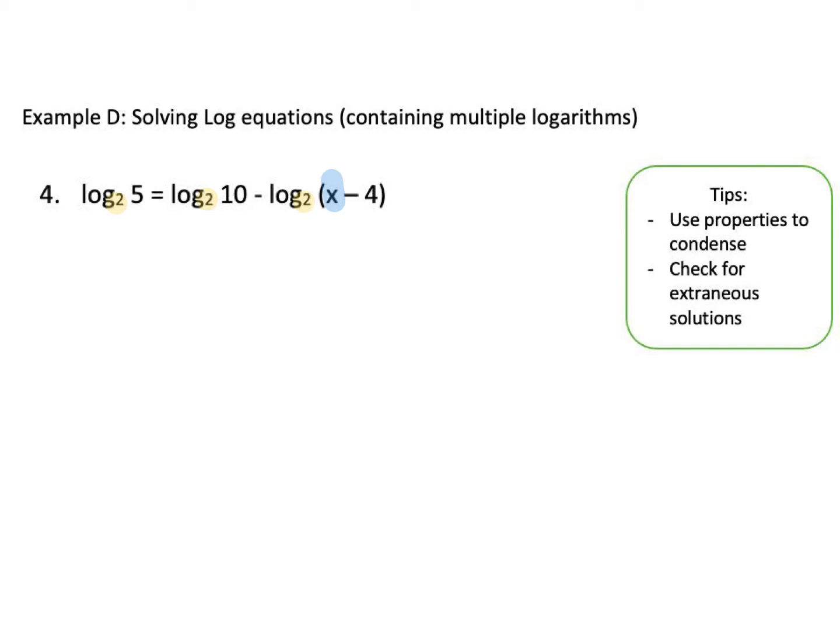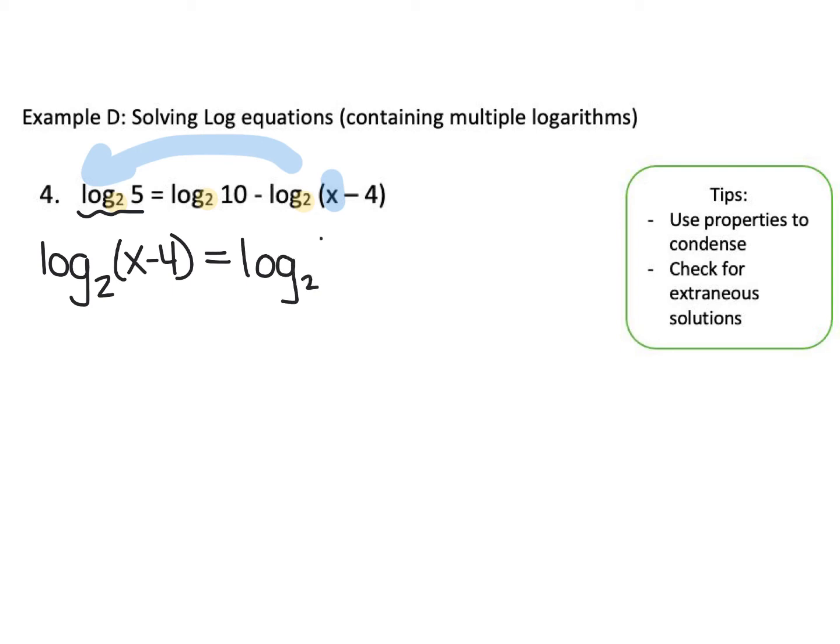So my plan is typically to get the x or the variable on one side and everything else on the other side. So what I'm going to do is I don't like my log to have a negative coefficient, so I'm going to bring that over to the left. That would give me positive, if I add it to both sides, log base 2 of x minus 4. And then I'm going to subtract log base 2 of 5 from both sides. So I'll recopy the log base 2 of 10 minus log base 2 of 5.